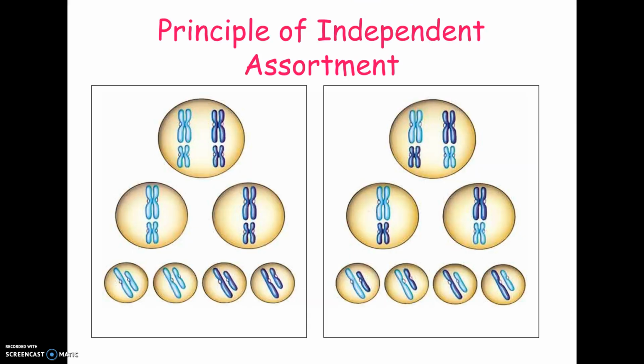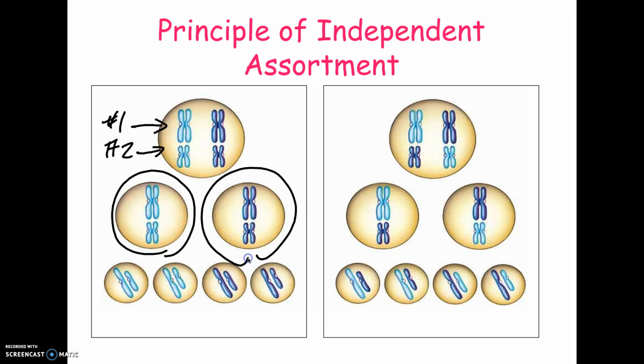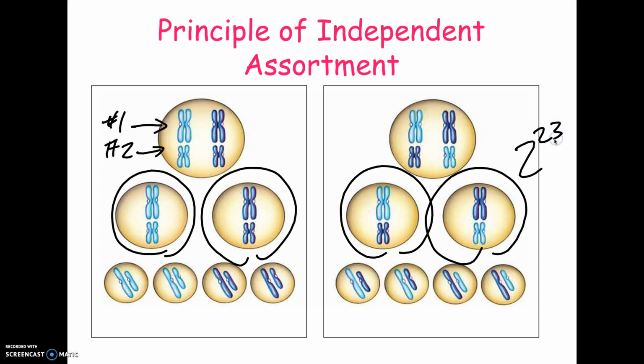So this is supposed to be illustrating independent assortment. It's just the idea that randomly I'm going to give 1 copy of this pair number 1, one copy from this pair, pair number 2. It could be like this, or I give the 2 light blue ones, or it could be like this, or I give the 2 dark blue ones, or I could give the big light blue and the little dark blue, or the big dark blue and the little light blue. Those are all the possibilities. In us, because there's 23 different pairs, it's 2 to the 23rd possibilities.